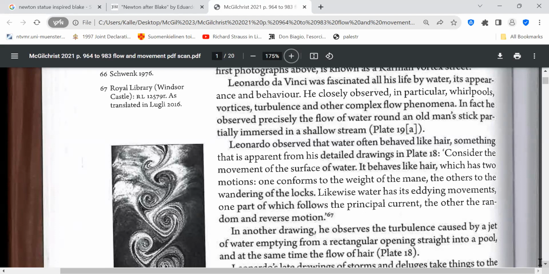Is it this one? No, it's plate. It's different from the images. I think somebody has perhaps booked it. Yes. We have to leave this. Leonardo observed that water often behaved like hair, something that is apparent from his detailed drawings in plate 18. Oh, plate 18. So we need to go. We leave the summary for another day.